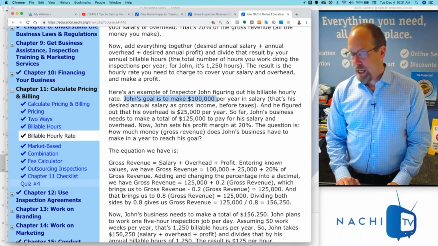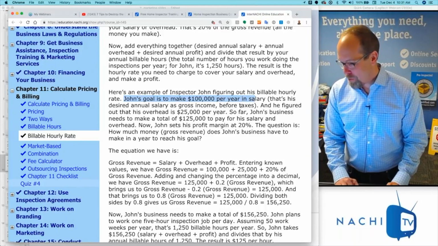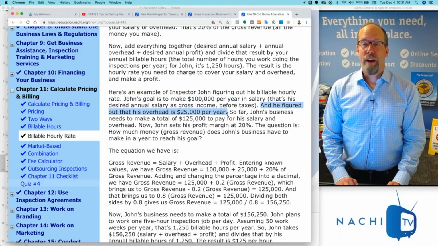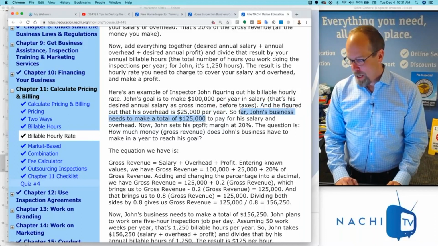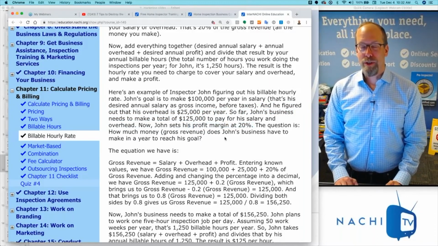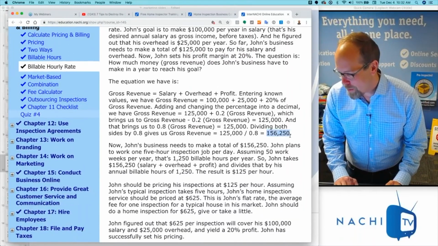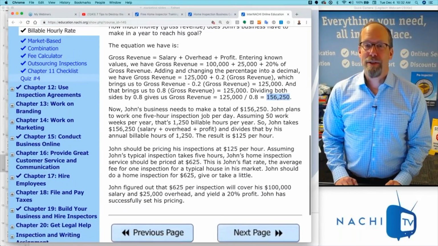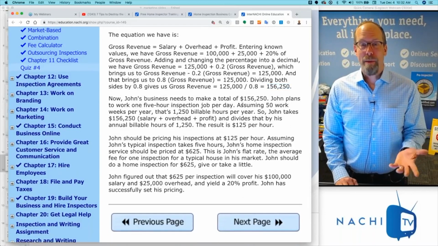So John's goal is to make $100,000 a year. That's his desired salary, his gross income before taxes. And he's figured out he has about $25,000 in overhead. So far, John's business needs to make $125,000. Now his profit margin is at 20%. So how much gross revenue does John need to make to reach his year-end goal? Well, we figured it out with a little bit of math. It's no big deal. He has to make $156,250.